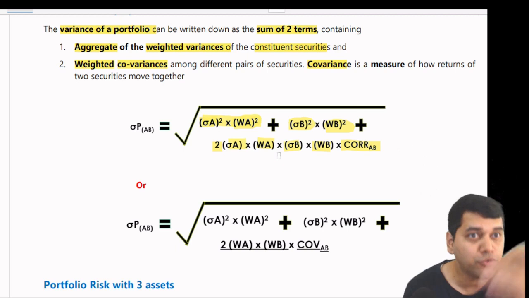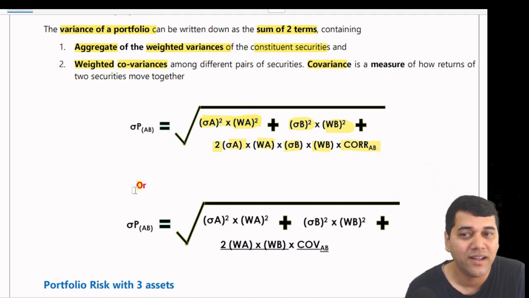Now first you should know what is the difference. That's the first important thing. Otherwise, how do you understand what is that? Or if they don't give me correlation, but instead give me covariance, I should use the equation: variance of the portfolio is equal to variance of A into weight of A squared, plus variance of B into weight of B squared, plus 2 times weight of A into weight of B into covariance of AB.